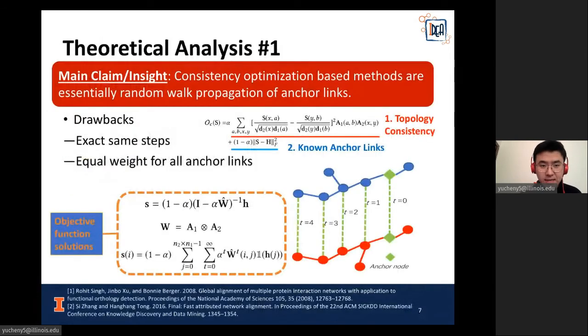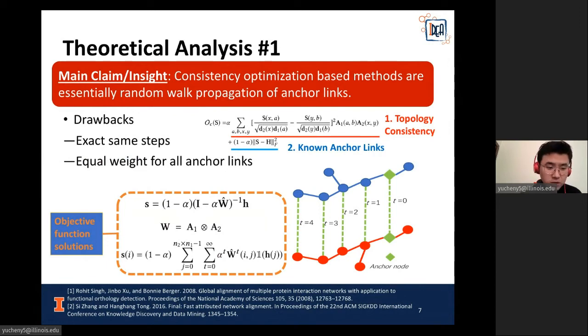For the theoretical analysis of the consistency optimization-based methods, we have the following claim: they are essentially random walk propagation of anchor links. Usually, this kind of method has an objective function as follows. The first term is about the topology consistency: if X and A are already an aligned node pair, and Y has a link to X and B has a link to A, then Y and B should be aligned together. The second term is about the known anchor links, the H matrix. It is equal to the L set.